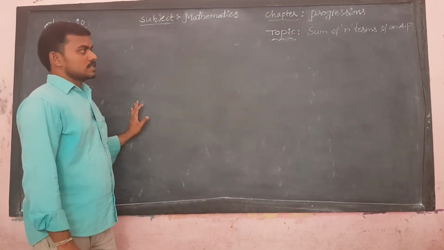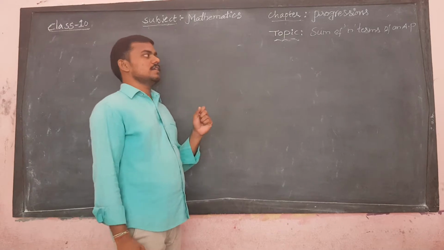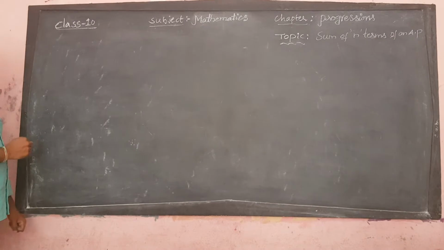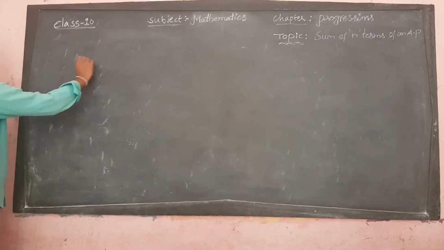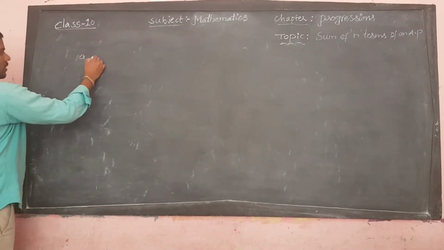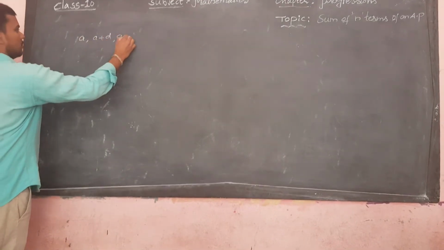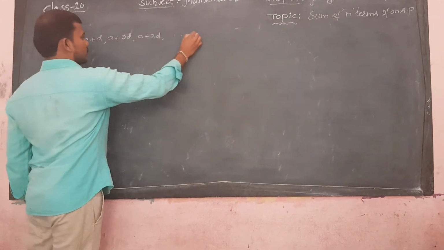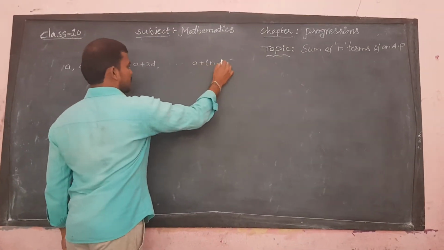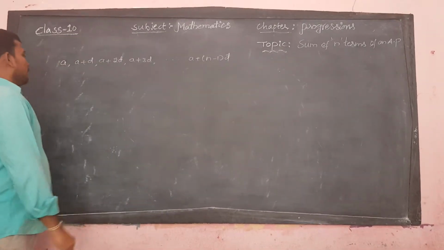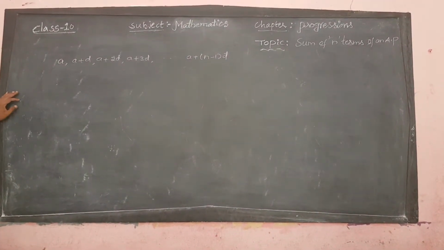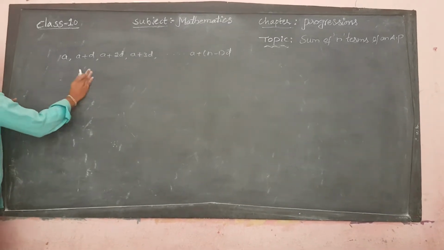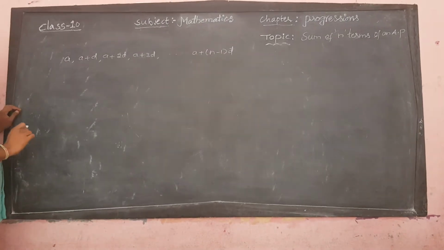Now the topic we are discussing is the sum of n terms of an AP. We have already learned about the nth term of an AP. Generally a, a plus d, a plus 2d, a plus 3d, and so on, up to a plus (n minus 1) into d. This is the general form of an arithmetic progression. So here we want the sum of n terms.